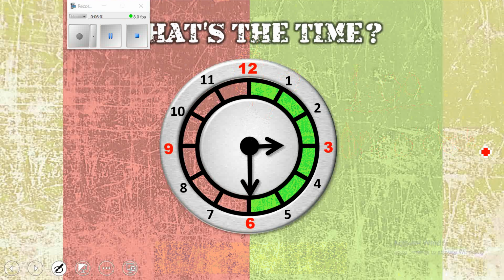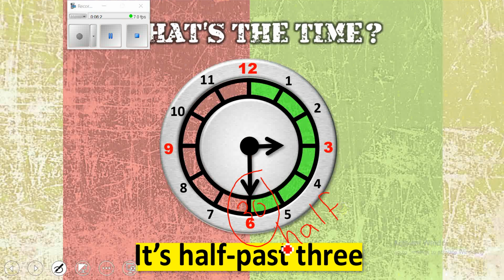Here, the minute hand is on 6. So how many minutes for 6? 30. And what do I also say about 6? Half. So here it is 30 minutes, or half past 3. Half past 3.